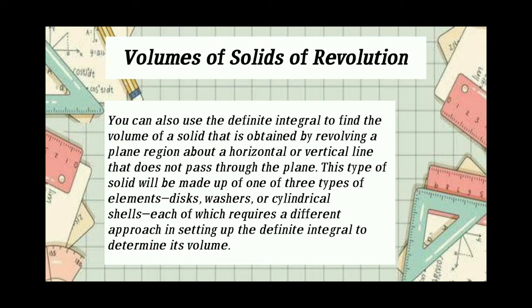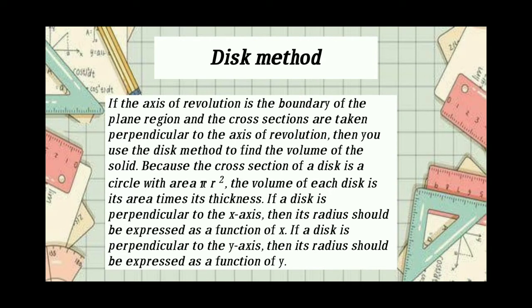Volume of solid of revolution. You can also use the definite integral to find the volume of a solid that is obtained by revolving a plane region about a horizontal or vertical line that does not pass through the plane. This type of solid will be made up of one of three types of elements, which are the disk, washers, or cylindrical shells, each of which requires a different approach in setting up the definite integral to determine its volume. In short, the volume of solid of revolution contains three methods. So first, disk method.